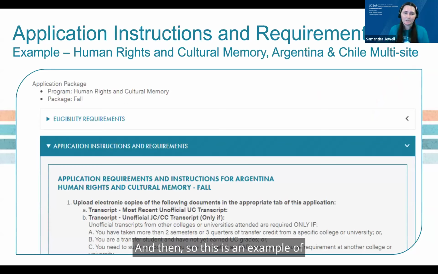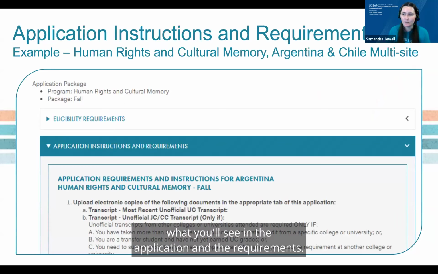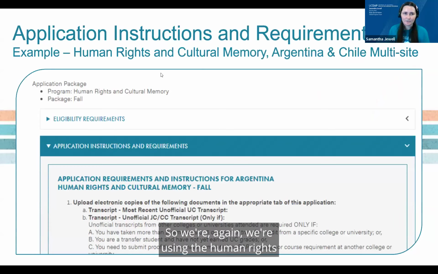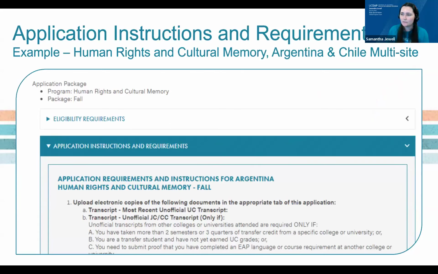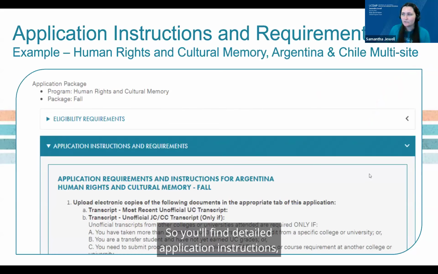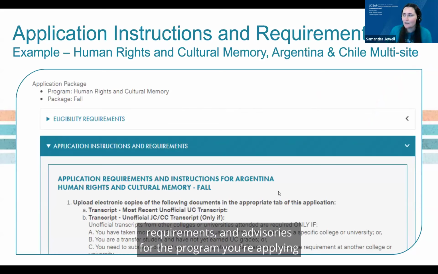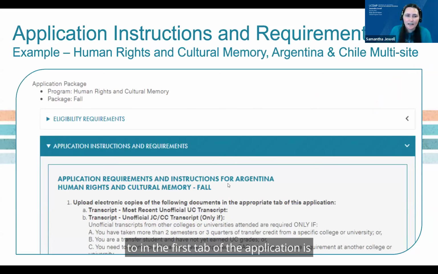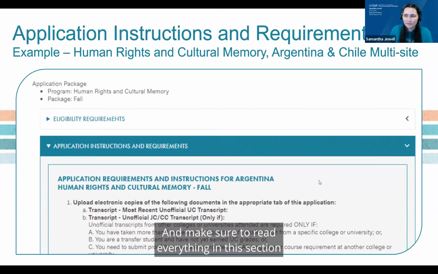And so this is an example of what you'll see in the application and the requirements. We're using the Human Rights and Cultural Memory program that goes to Argentina and Chile. You'll find detailed application instructions, requirements, and advisories for the program you're applying to in the first tab of the application. This is what the first tab looks like. Make sure to read everything in this section before moving on to complete the rest of the application. Like I said, you can make a portal account now, and you can see these application instructions and requirements now before applications open.